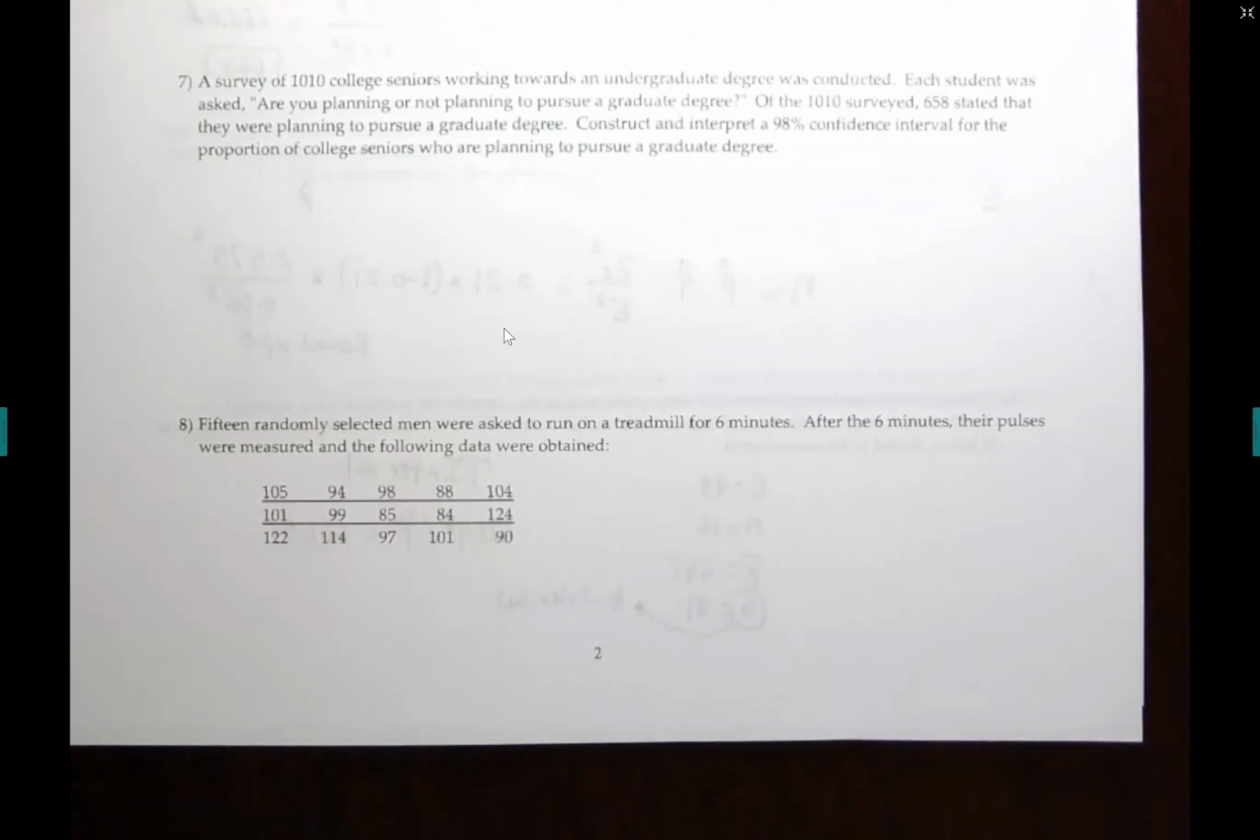Next question. A survey of 1,010 college seniors working towards an undergraduate degree was conducted. Each student was asked, are you planning or not planning to pursue a graduate degree? Of the 1,010 surveyed, 658 stated that they were planning to pursue a graduate degree. Construct a 98% confidence interval.